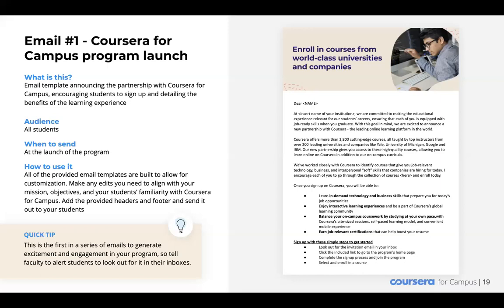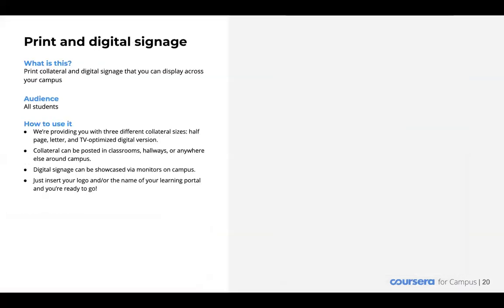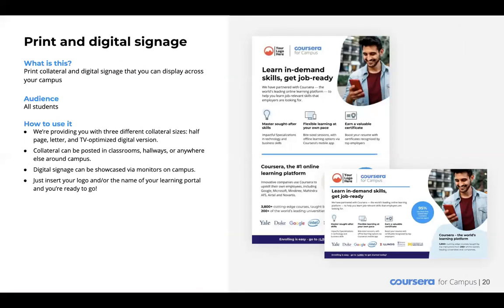This email, while ready out of the box, can easily be customized to your university as well. We've often found that one sentence swap that just talks to your personal learning mission, or the name of your university and what you're trying to achieve, can make this feel very personal and relevant to students, and really have a more meaningful impact in terms of results. We also have some of this collateral we talked about. You can easily swap in your logo to make it feel co-branded with Coursera for Campus.